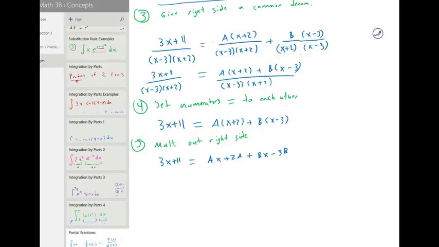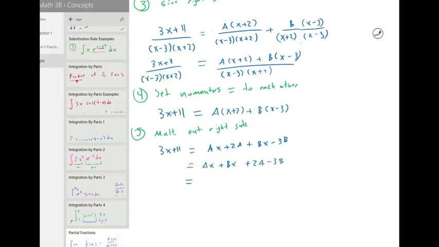And what you want to do is, wherever you see an x, you want to group those together. So you have Ax + Bx, and then all the constants we also want to group together, so 2A - 3B. And then preferably we can factor out these x's. So we have (A + B) times x, and then this group of constants, 2A - 3B. This all has to equal 3x + 11.